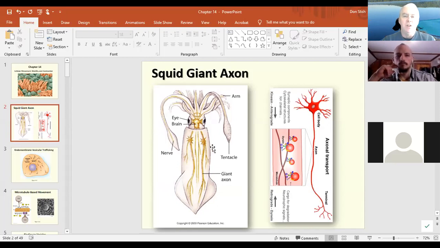It's a really big one, easy to get to because you can just cut down this hood or whatever it's called and get into those axons and do a lot of experiments with them. And then when your experiments are over, you can eat them. It's good to have an experimental model you can eat. So anyway, that's how this was all worked out.